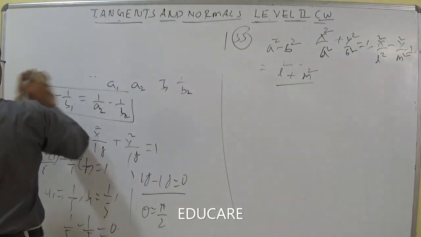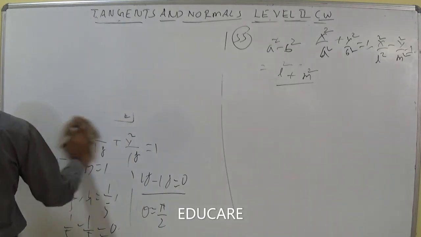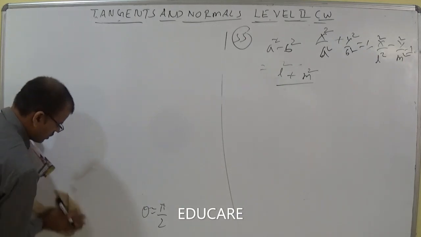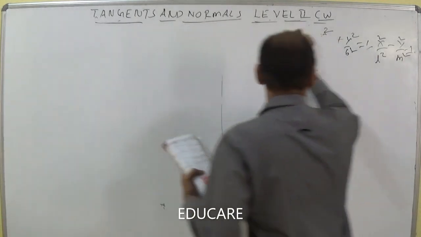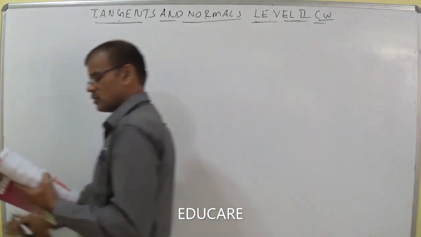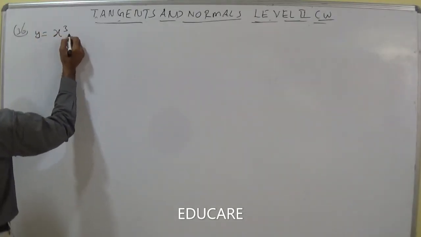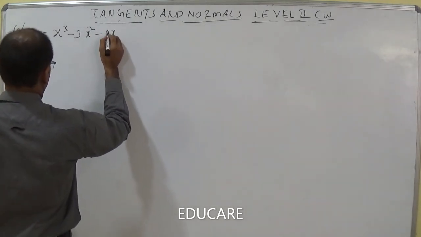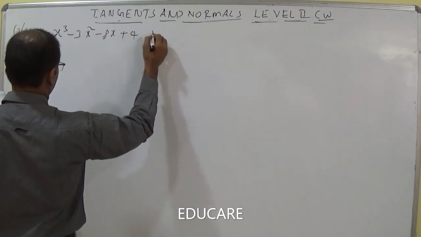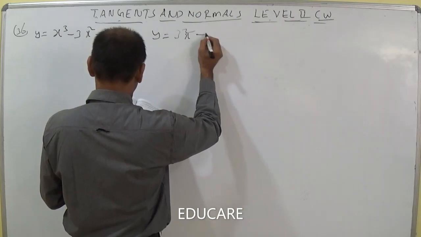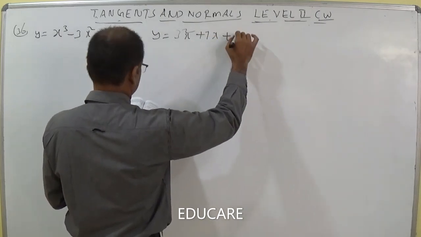Next, 36th question. The angle between the two curves is given, with two functions. The first curve is y is equal to x cube minus 3x square minus 8x plus 4, and the second curve is y is equal to 3x square plus 7x plus 4.